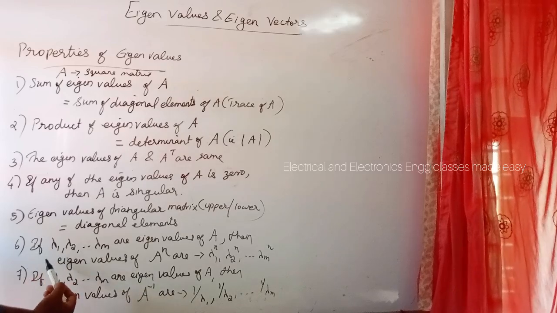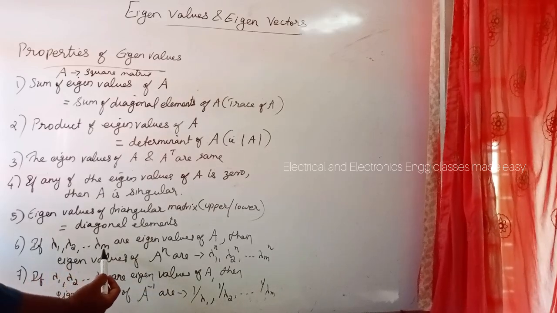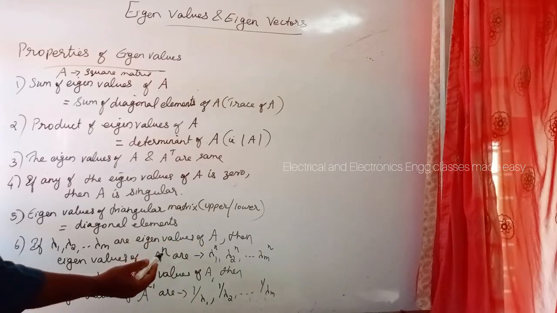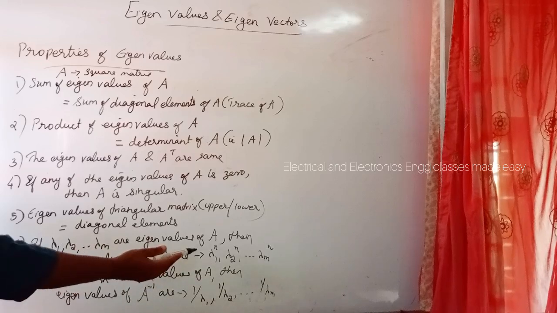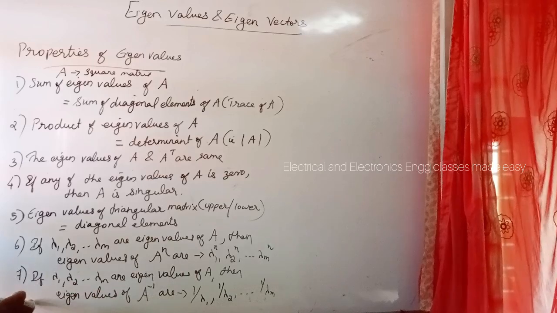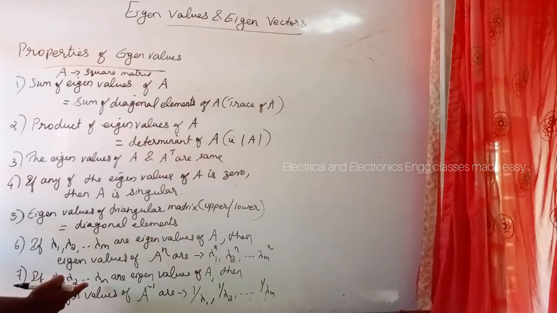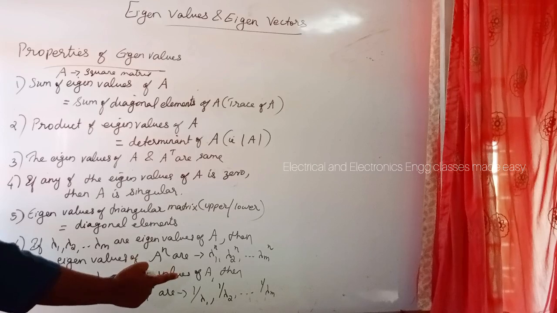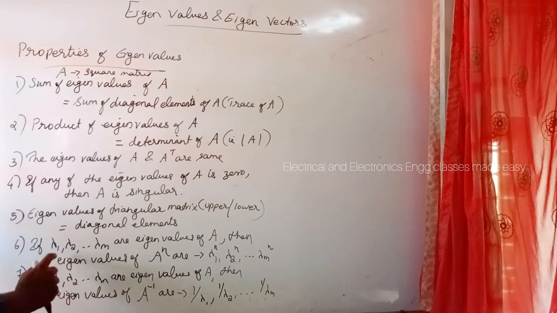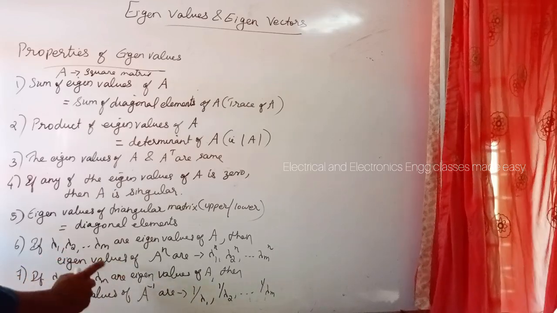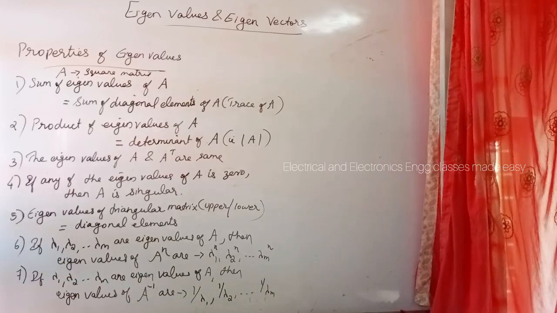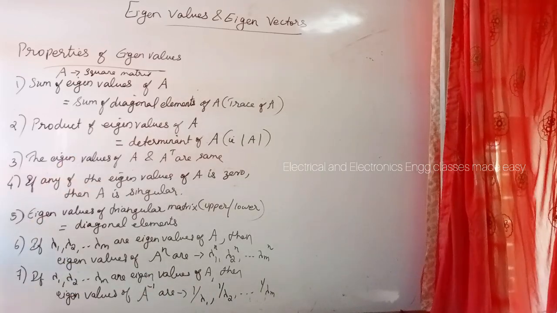The sixth one is, if lambda 1, lambda 2, etc., lambda m are the eigenvalues of A, then the eigenvalues of A raised to n are lambda 1 raised to n, lambda 2 raised to n, etc., lambda m raised to n. The seventh one is, if lambda 1, lambda 2, etc., lambda m are the eigenvalues of A, then the eigenvalues of A inverse are 1 by lambda 1, 1 by lambda 2, etc., 1 by lambda m. That is, the reciprocals of the eigenvalues of A. So these are the properties of eigenvalues.